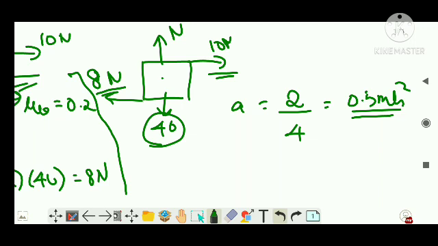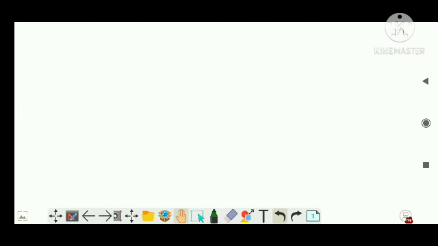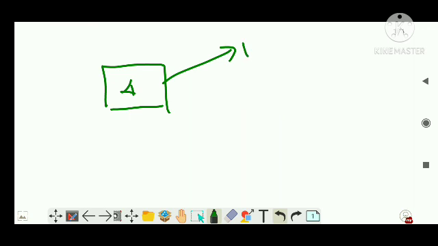Simple. This kinetic friction is very simple, man. You just have to use the equation. We'll make a little bit of change. The second level, I can say, of the same question: 4 kilogram, right? Suppose a force 10 root 2 is there, at an angle 45 degree with the horizontal, right?